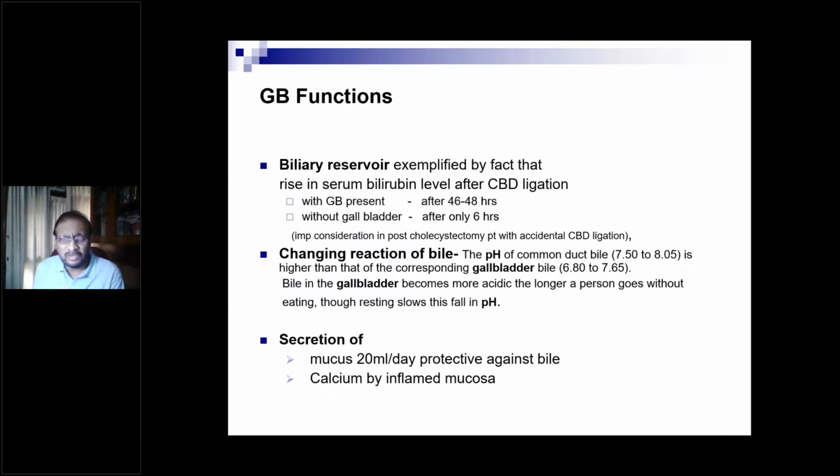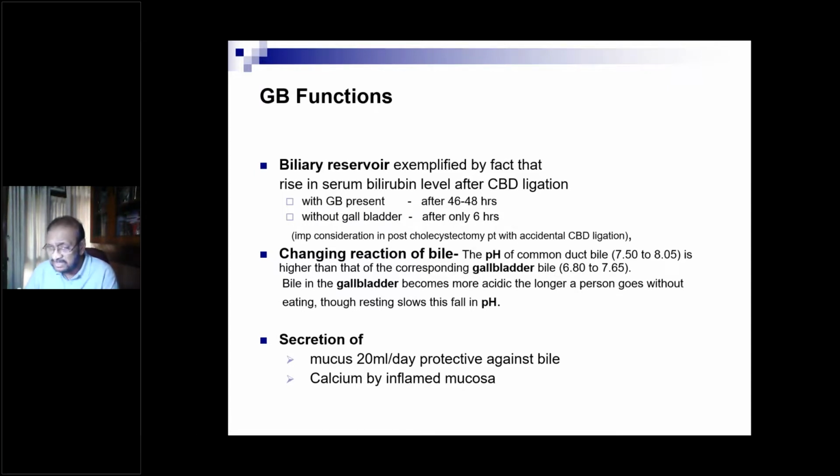So what are the functions of the gallbladder? Number one, reservoir, and that is a very important practical point when we are doing laparoscopic cholecystectomy or standard cholecystectomy, and we find suddenly jaundice creeping up, and then we don't know how much jaundice should be there in a patient who has had cholecystectomy. Now look at it. The gallbladder acts as a reservoir. So with the gallbladder present, if you're ligating the CBD, or there is damage to the CBD, your bilirubin should start rising only on the second day. Is that clear? But if your gallbladder has been removed, after 6 hours the bilirubin starts increasing.